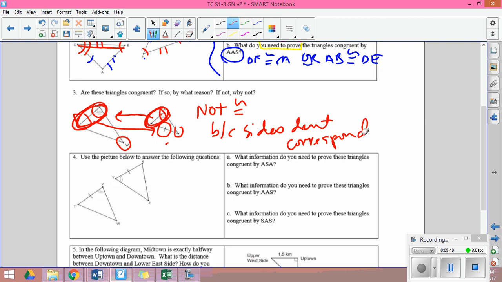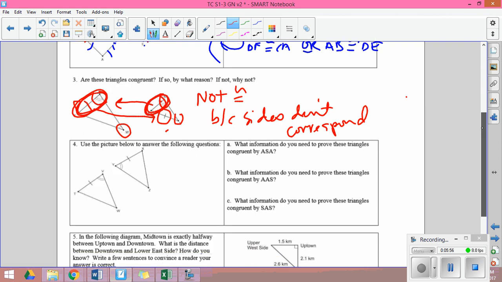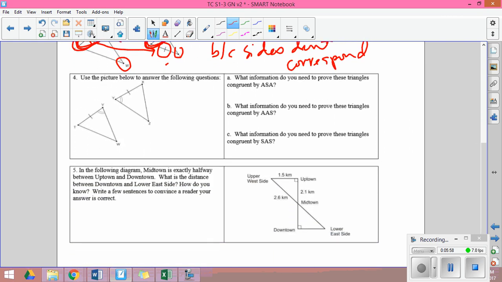And remember, geometry is all about explaining your thinking. So let's look at the next example. So I have two angles, or I've got an angle and a side here. So what information do I need to prove by angle, side, angle? Remember, this is the side in between.